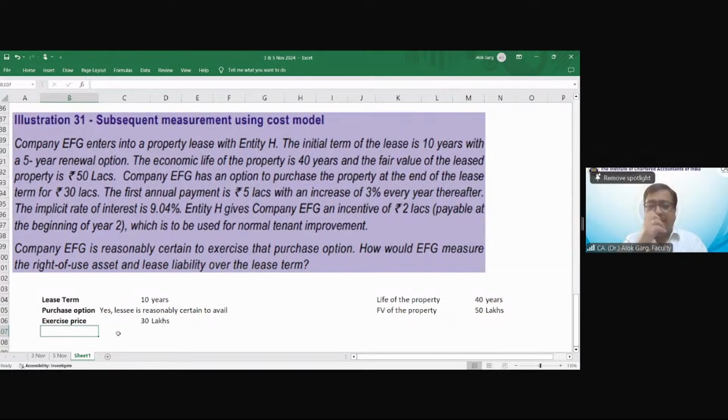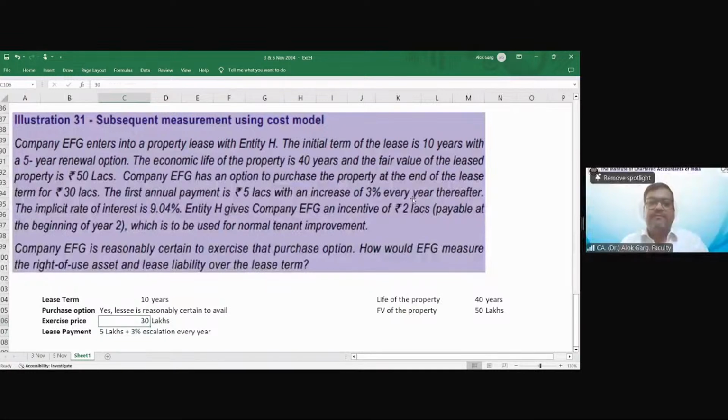What is my lease payment which is given in this question? My lease payment is, first annual payment is rupees 5 lakh with an increase of 3% every year thereafter, right? In this question, it is given that 5 lakh rupees of annual payment, plus 3% escalation every year.